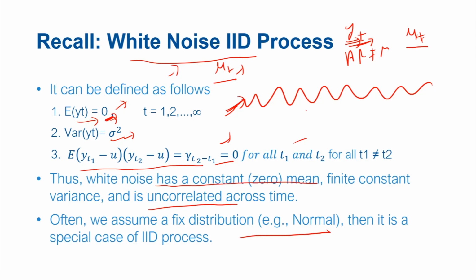There should not be any systematic pattern in this mu t. It should be a white noise process. That is what we assume.